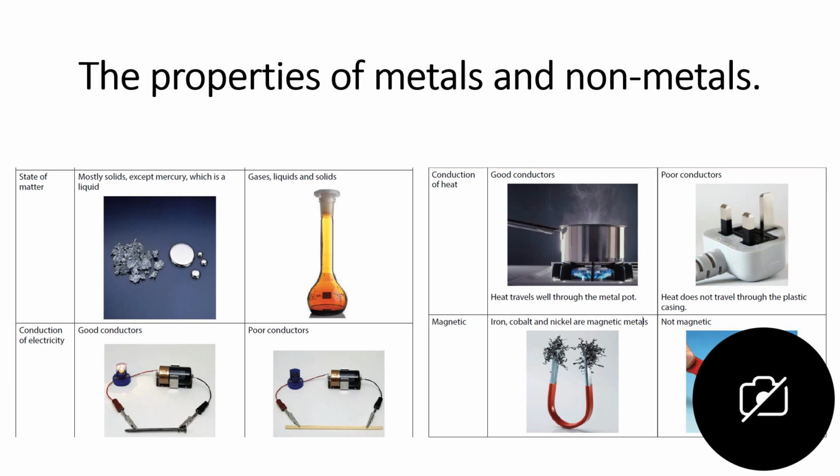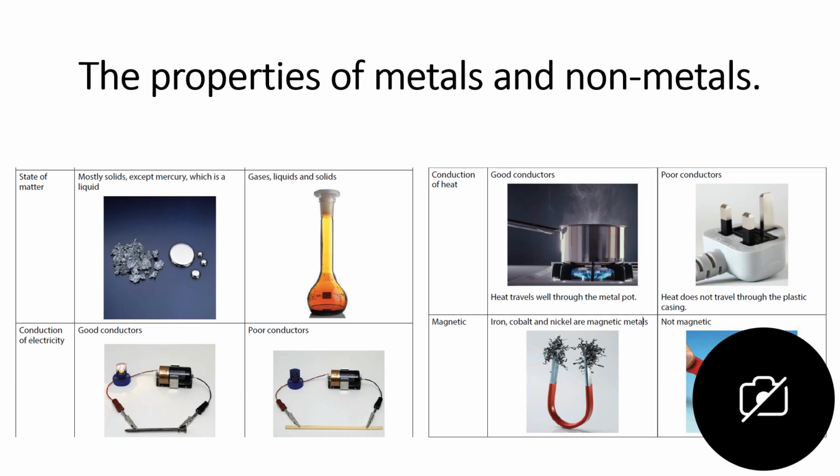Now, conductors of electricity, you need to know whether it's a good conductor or a poor conductor. So if you see this circuit, the nail that is completing the circuit is a good conductor of electricity, so it's a metal. Now, the poor conductor of electricity is a non-metal, which is the wood at the bottom. Okay, so let's look at conduction of heat. So the metal here is a good conductor, and the plastic is a poor conductor.